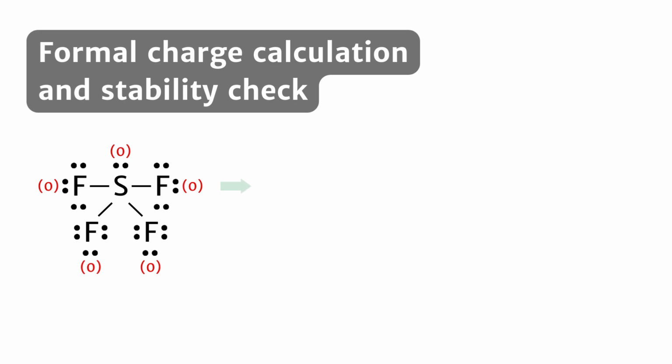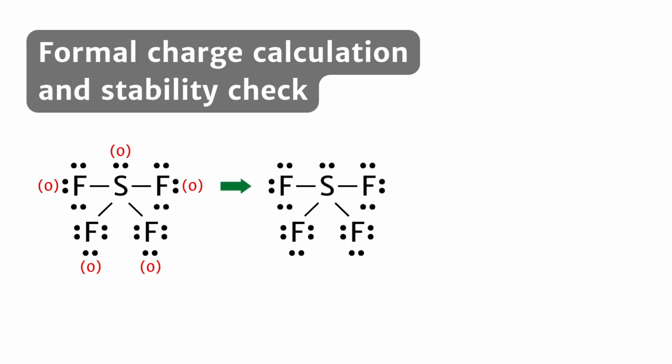To summarize, each line between the atoms in this diagram represents a bonding pair of 2 electrons. The final stable Lewis structure of SF4 shows that the central sulfur atom is singly bonded to the 4 outer fluorine atoms. So, that's the Lewis structure of SF4.